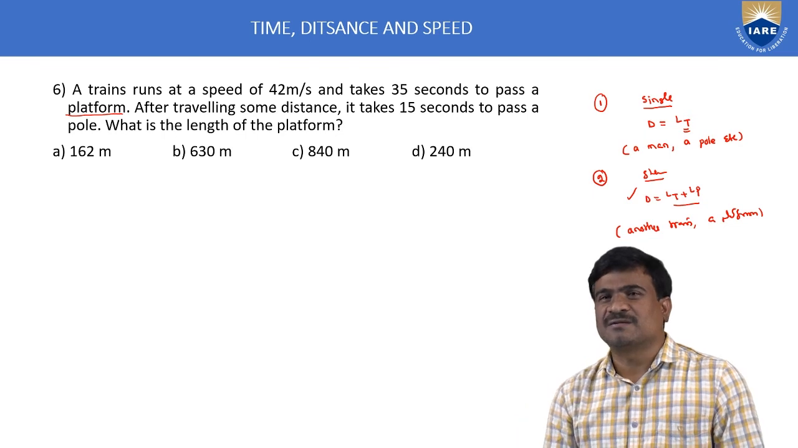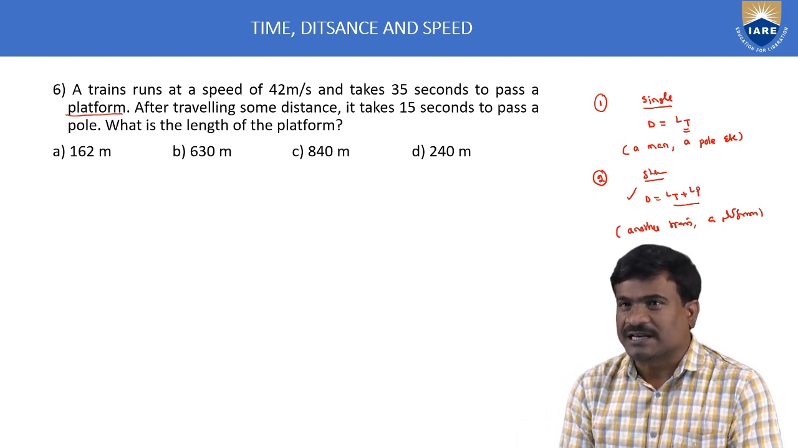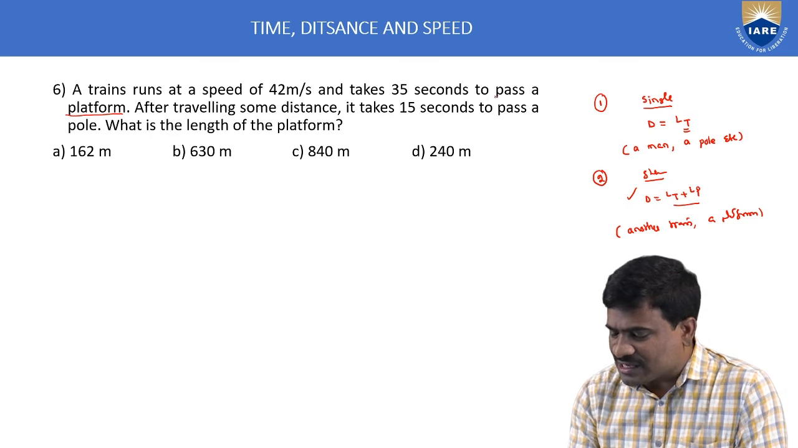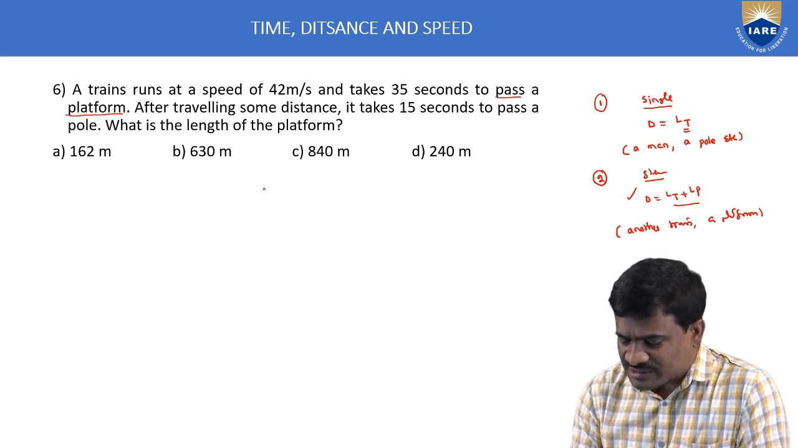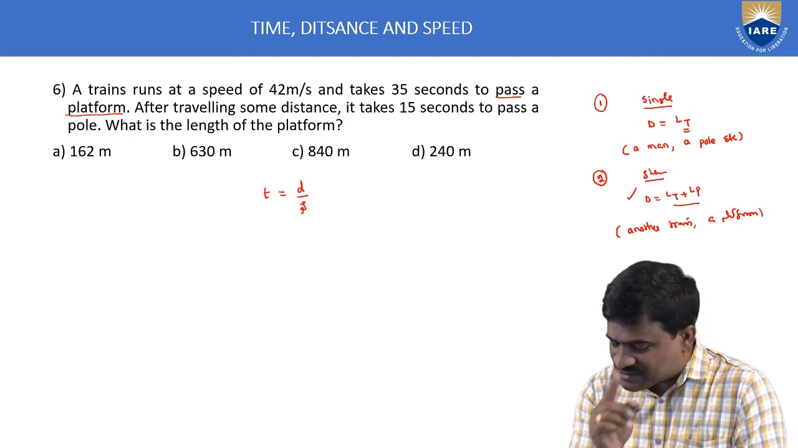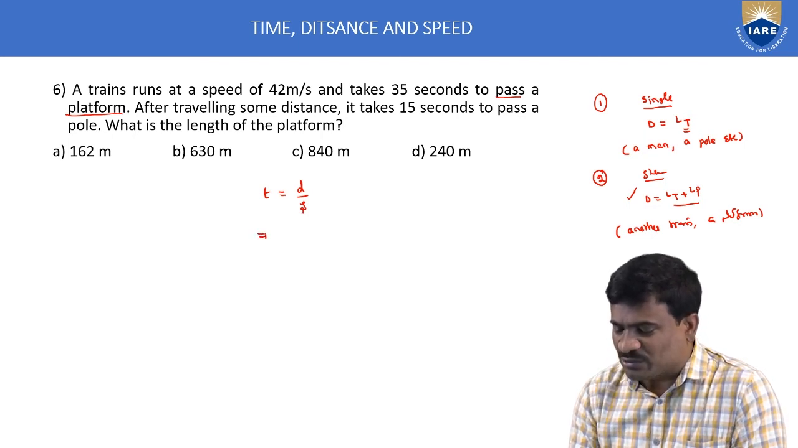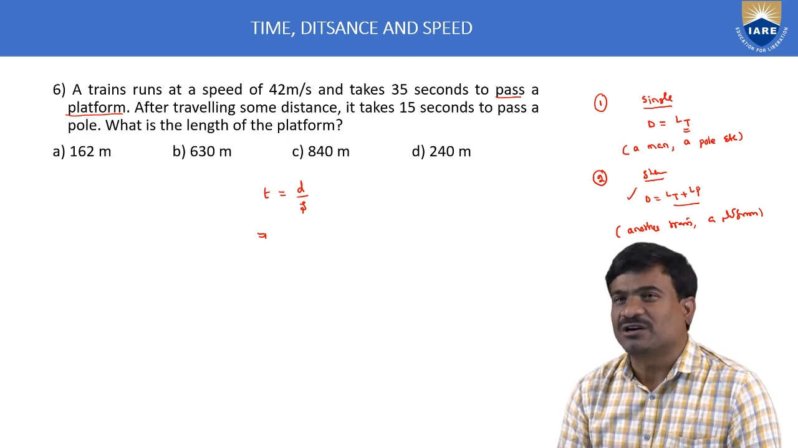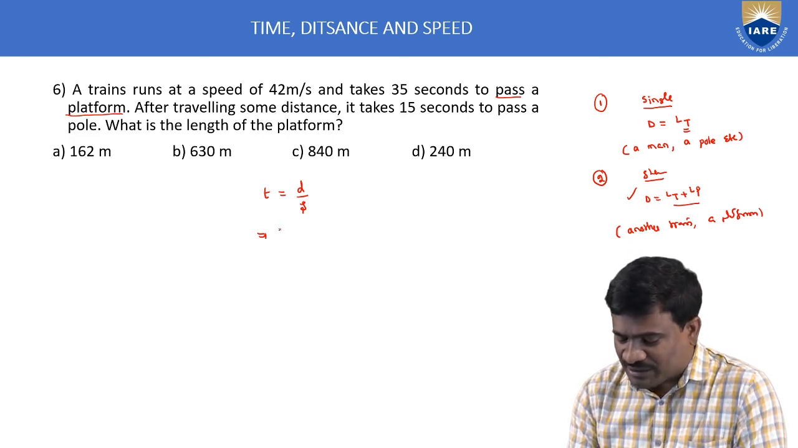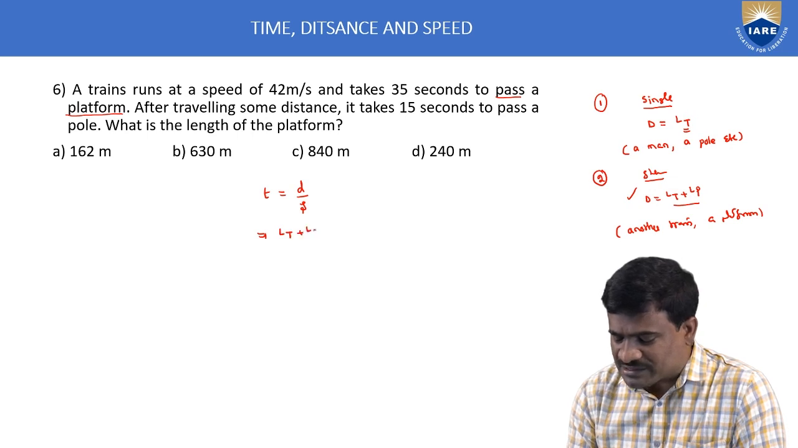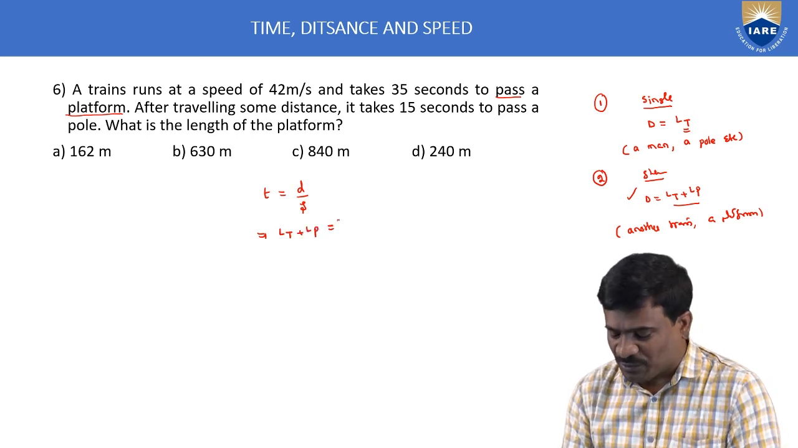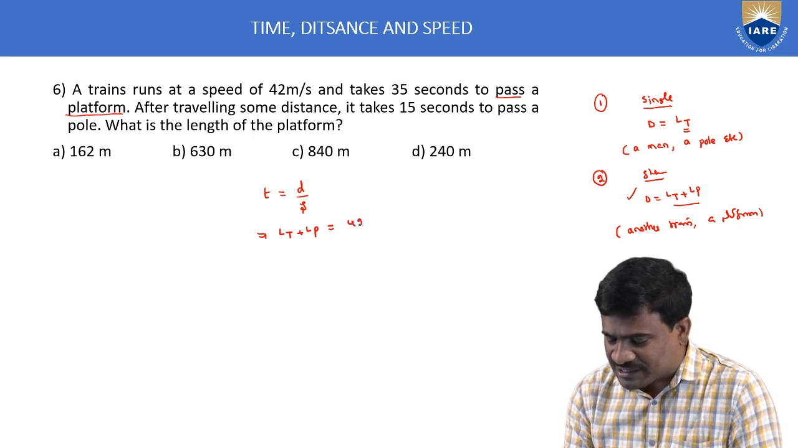The next, sixth example method. First statement: a train crosses a platform, then distance is equal to the length of the train plus the length of the platform. Your first statement: time is 35 seconds, speed 42 meters per second. Distance, the length of the train plus the length of the platform, is equal to speed 42 meters per second into 35, which is 1470. This is equation number 1.